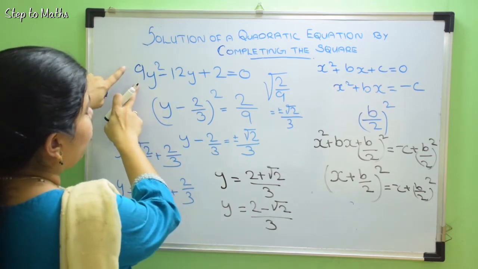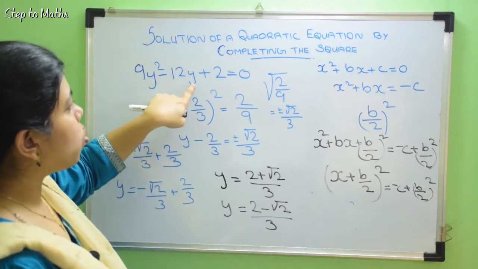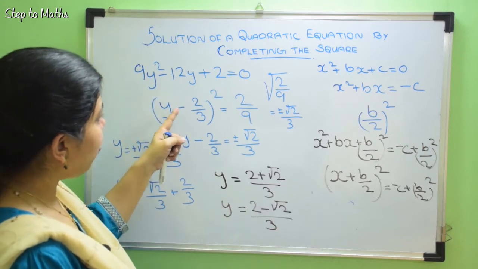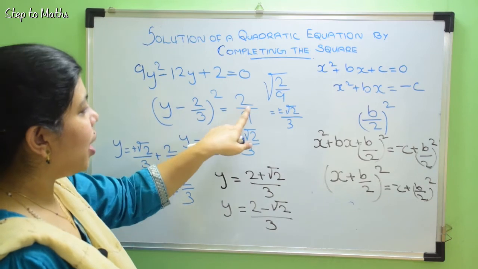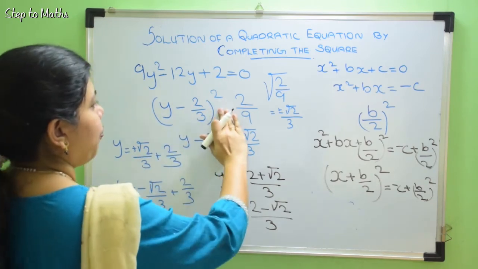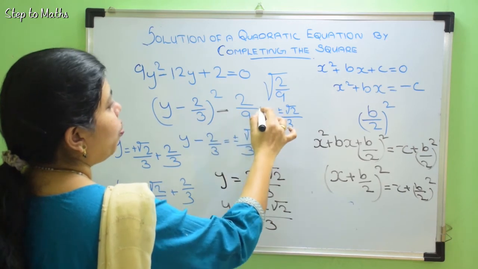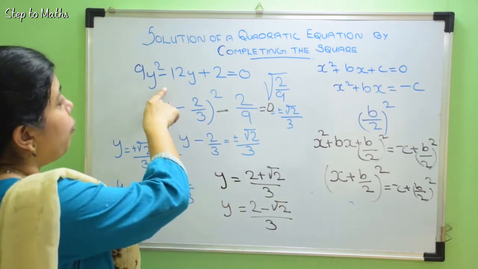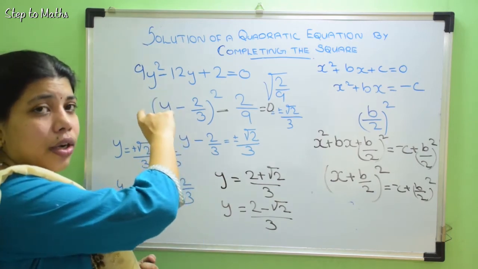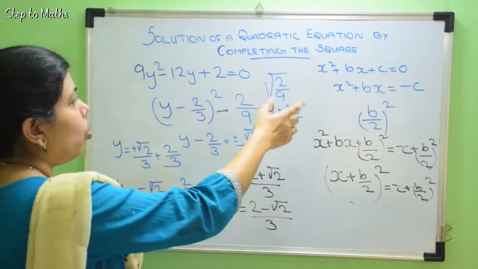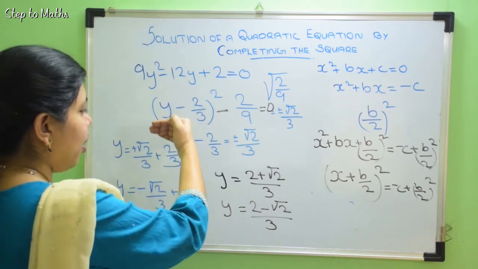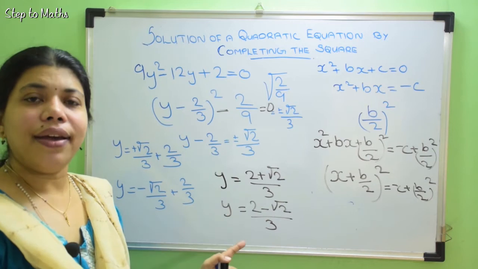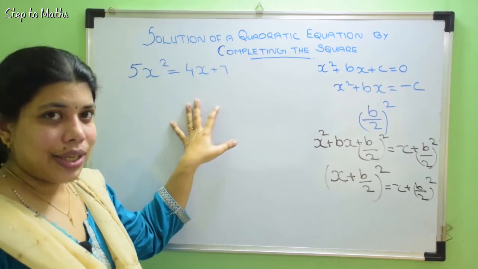Here the quadratic equation 9y square minus 12y plus 2 is equal to 0 is also represented as y minus 2 by 3 square minus 2 by 9 is equal to 0. Here the coefficient of y square is not equal to 1. So divide both sides by that coefficient, convert the left part into the form of a perfect square and find the root. Consider this example also.